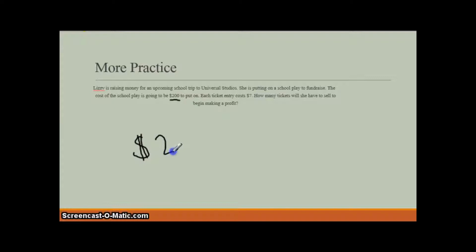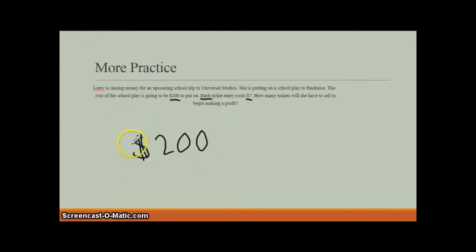And this equation is going to be a little different. So it's almost more like an inequality. Each ticket entry costs $7, so each is going to be the key word in this sentence. So each will be $7, so you know that's going to be the coefficient for the variable. How many tickets will she have to sell to begin making a profit?